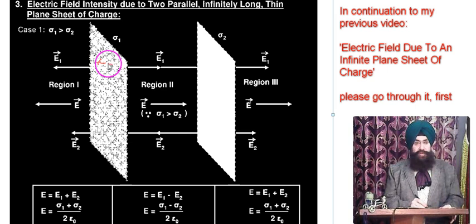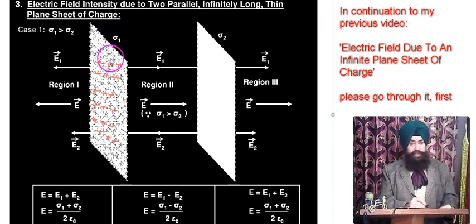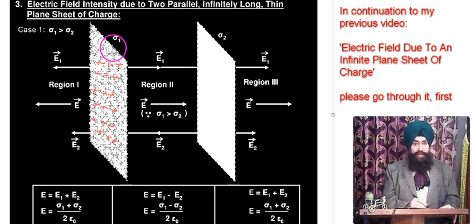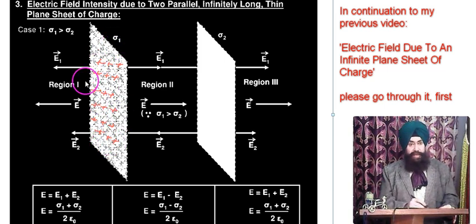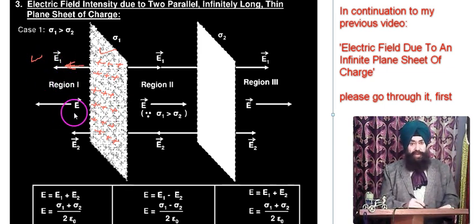This is the sheet over which the positive charge is distributed uniformly. Sigma 1 is the surface charge distribution. Density means charge per unit area. Sigma 1 means how the charge is distributed over this area. Now because of this sheet, if you put a unit positive charge, it will move along this side. So there's a direction of E1.